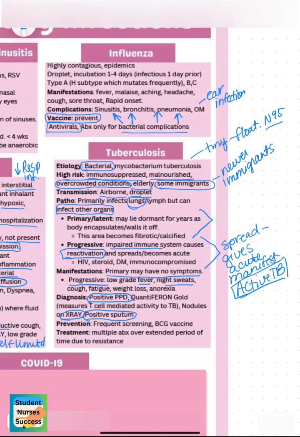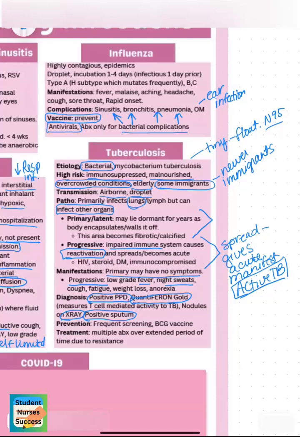We can also draw this test called a QuantiFERON Gold test, which measures the T cell mediated activity from TB. So that's why healthcare workers, we check yearly for TB or on a regular basis, because you may have been more exposed to it because people with active TB tend to go to the hospital. So we do like to kind of screen children, we screen healthcare workers. Maybe if you're new to the country, we might screen you. If you're living in crowded conditions, we may screen you so that we can get a handle on it so we don't have a TB outbreak.